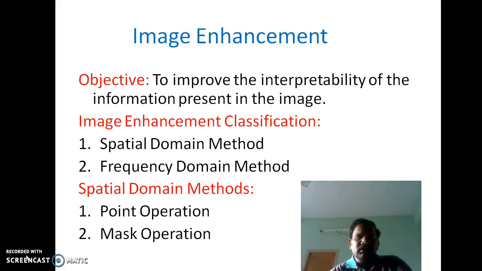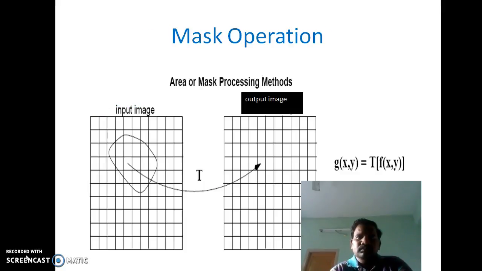The spatial domain methods are point operation and mask operation. In point operation, the operations are directly performed on the pixels, one pixel at a time. But in the case of mask operation, we are going to consider the neighborhood of pixels present in the input image. Let us see the operation of this mask.